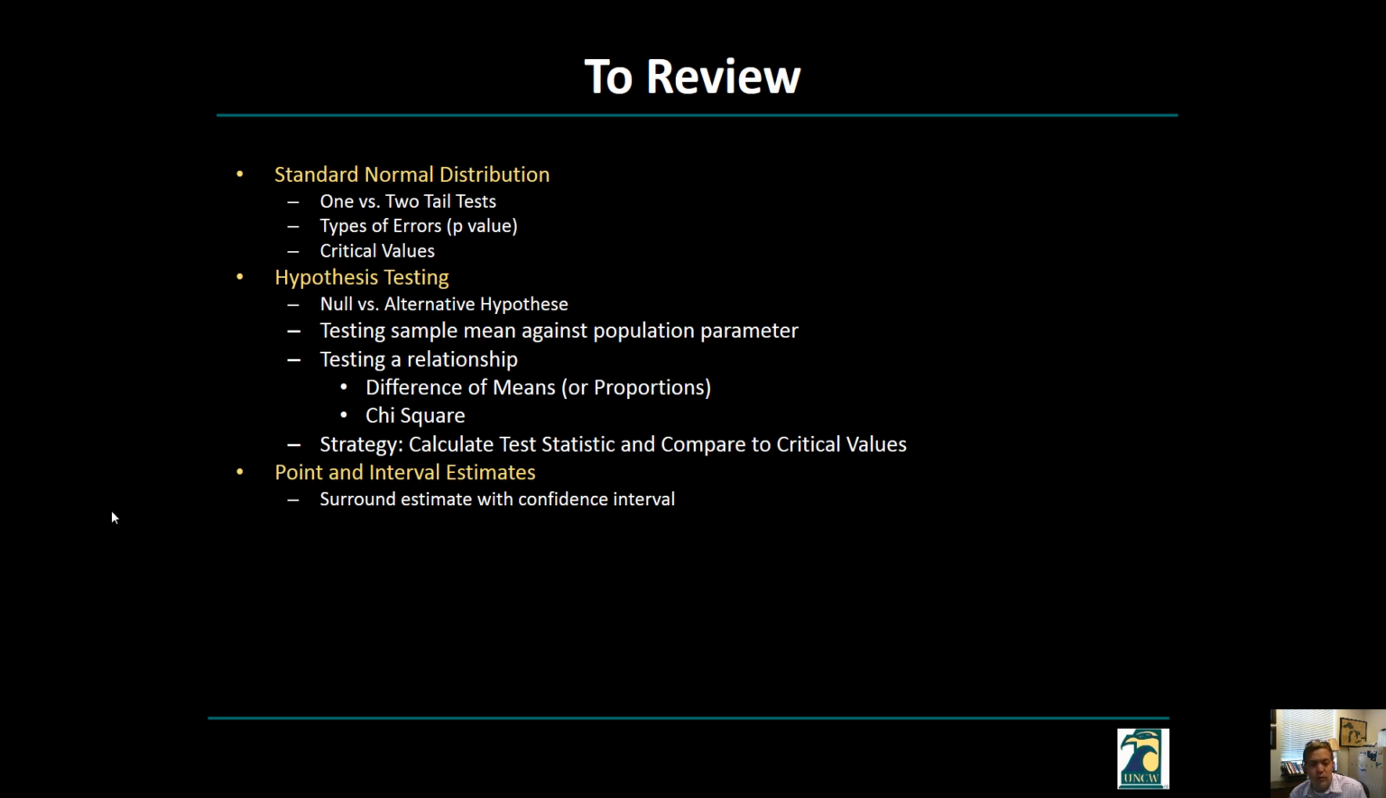You can plug numbers into those. You can use your calculator, whatever it is. I'm not going to ask you to calculate these things. It's not really a math class. But the strategy is always to calculate that test statistic and compare it to the critical values. And then finally, we also did some point interval estimates. Essentially, we're using an estimate from our sample, and we're surrounding it with a confidence interval, right? The goal of all this is to take what we know about the sample and apply it to the population, draw inferences from what we know, the sample, and apply it to things that we don't know. All right, so please, again, just make sure that you have everything all squared away before moving on in the class.